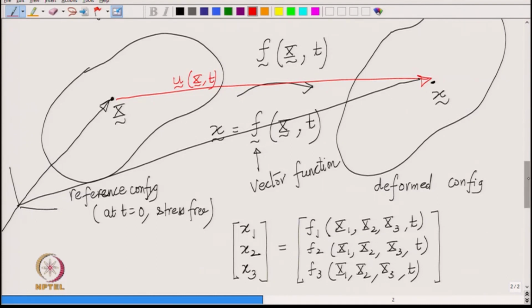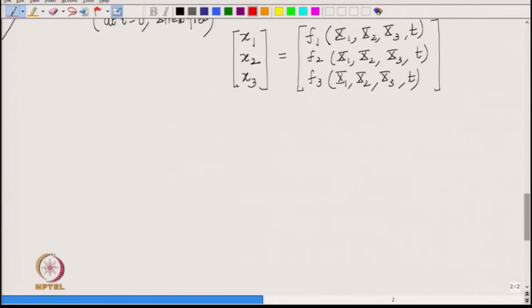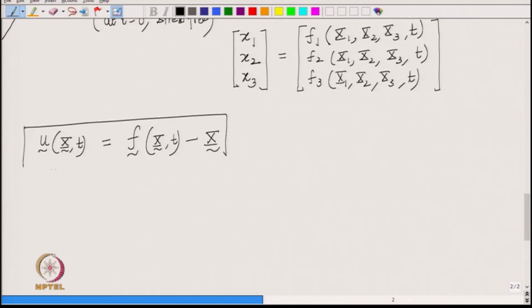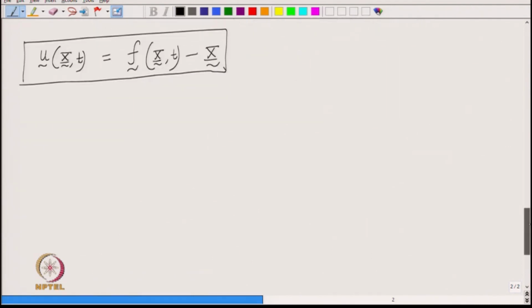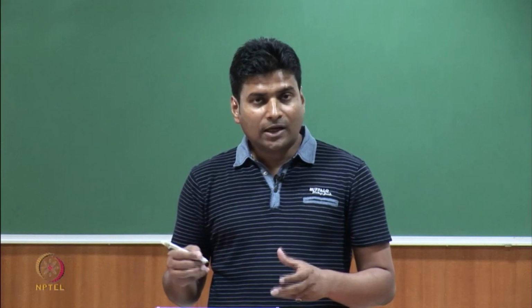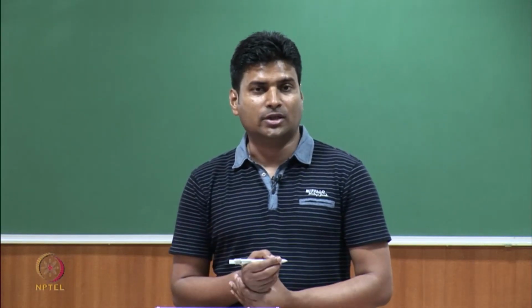Okay. So, in terms of the notations that we have introduced here, you could write that the displacement u of big X comma t is actually small f of big X comma t minus big X, right. So, that is simply the displacement. All right. So, now with these notations introduced, we can think of finding out the formula for the longitudinal strain.